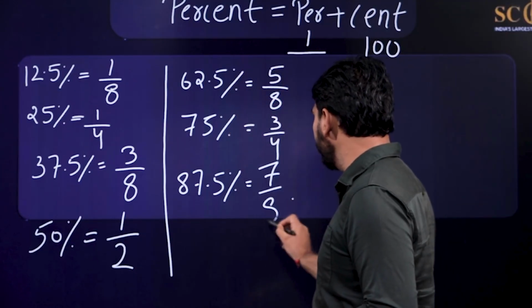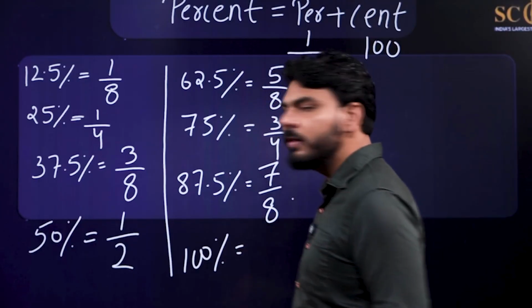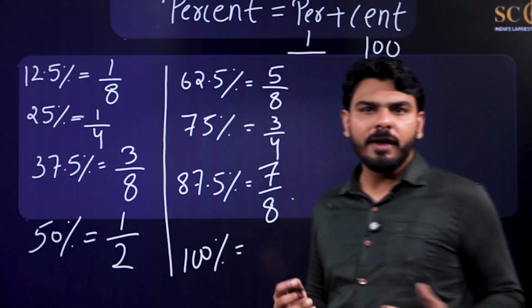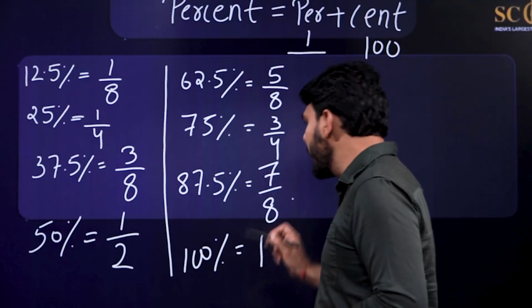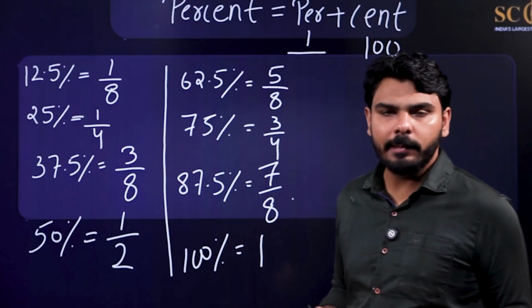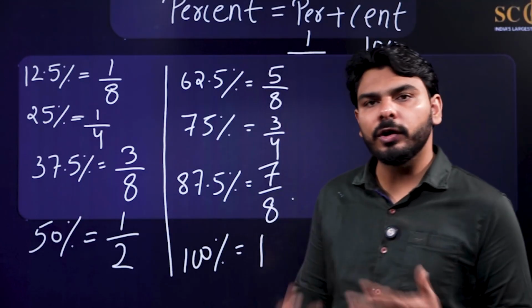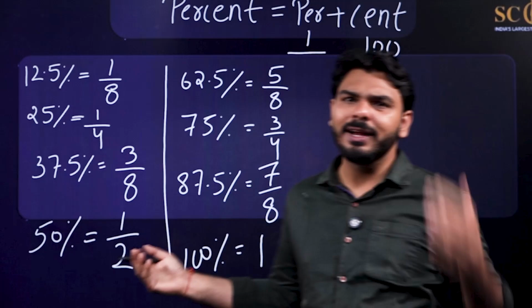You can write it down. And you can tell me the value of 100%. The value of 100% is equal to 1. So why am I writing down all of these values? Because these will be helpful. If you remember all of these values now, it will help you in solving a lot of problems. It's not difficult to learn either.